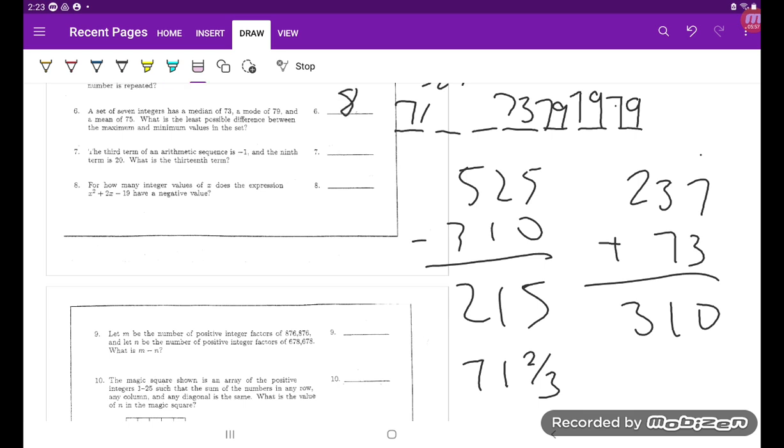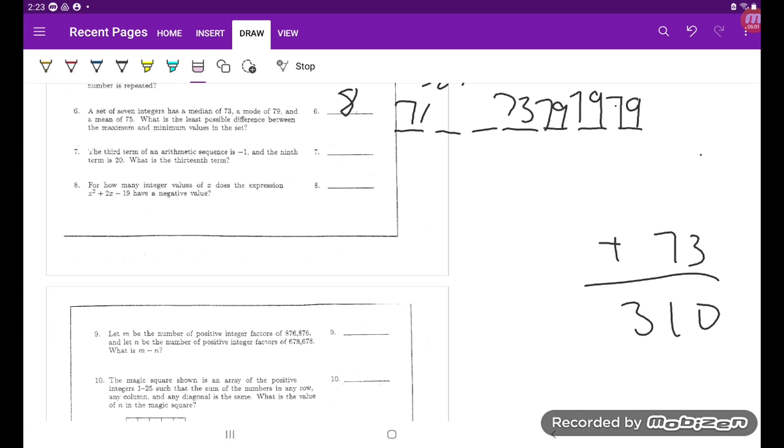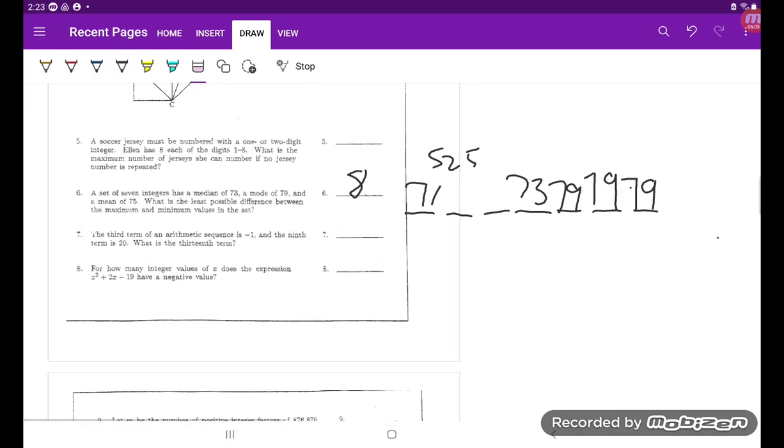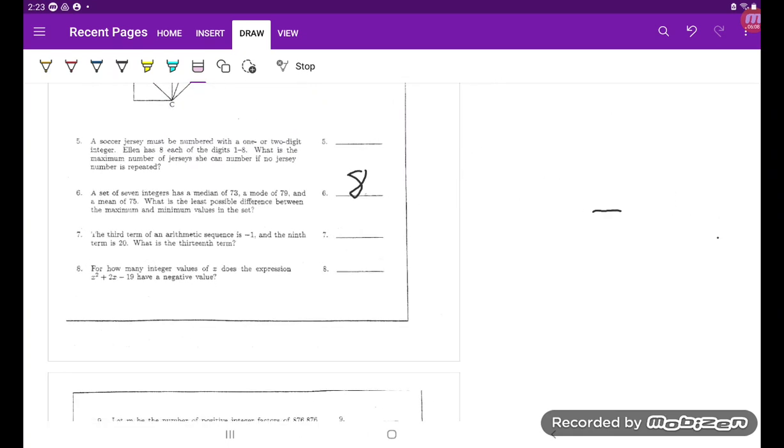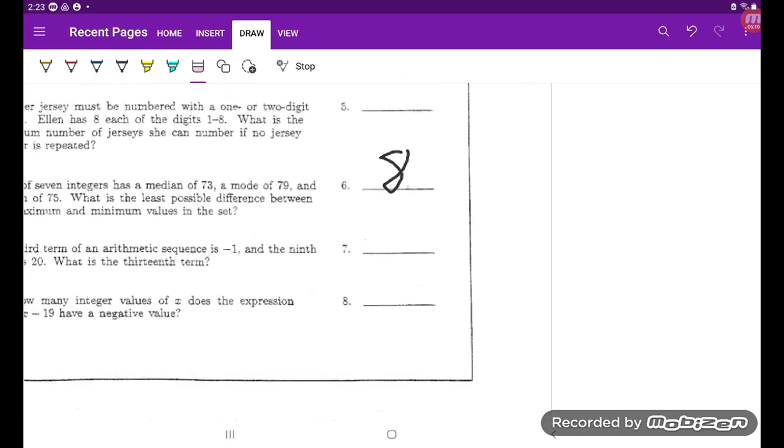In a real contest, you wouldn't need to take that long. Maybe you would solve it a little bit faster. I'm trying to explain this, so I slow it down a little bit. But during the contest, try to go as fast as you can.